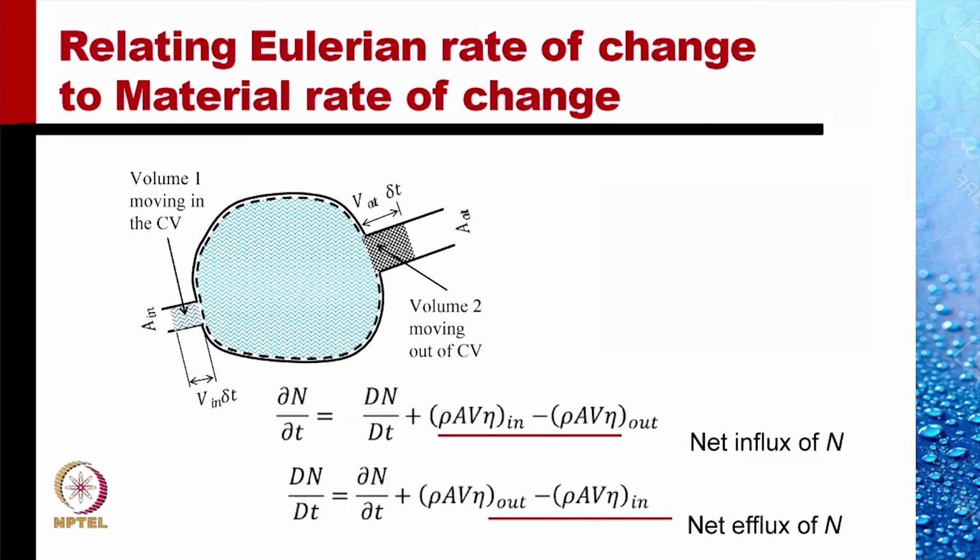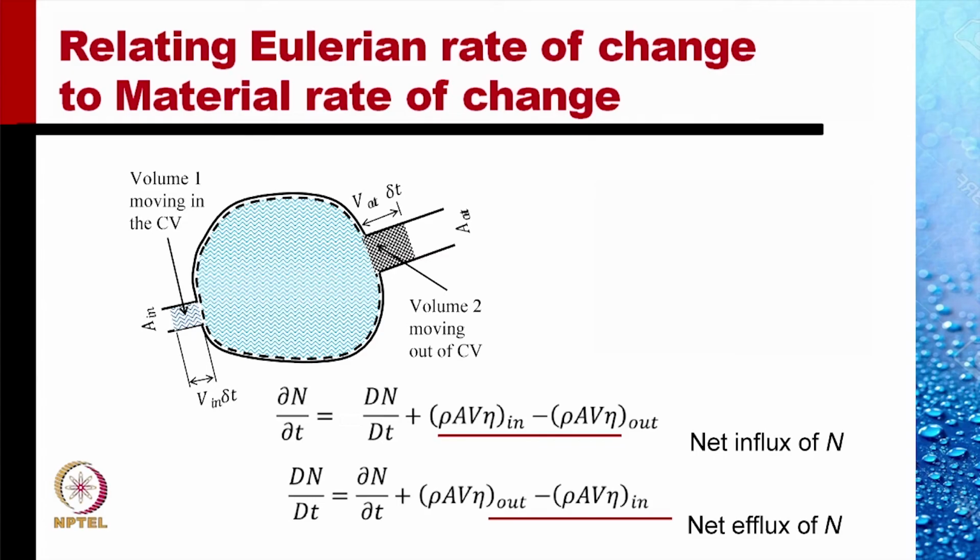So that the change associated with the control volume would be delta N by delta T, the rate at which the property N contained within the control volume changes, times delta T, is equal to dN by dt, the material rate of property N associated with the volume of the control volume, times delta T, plus the property that is moving in minus the property that is moving out.